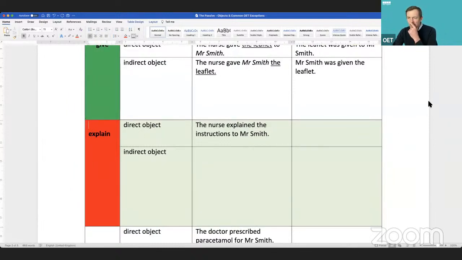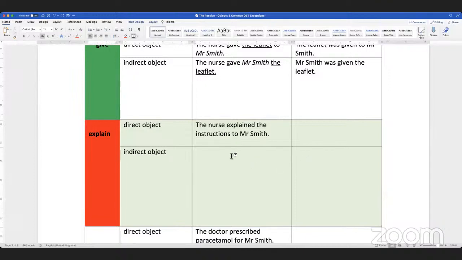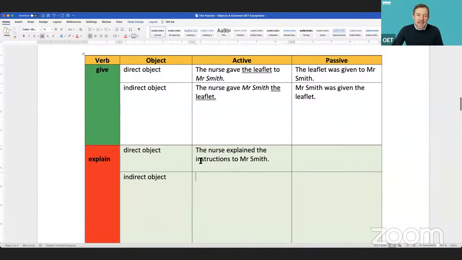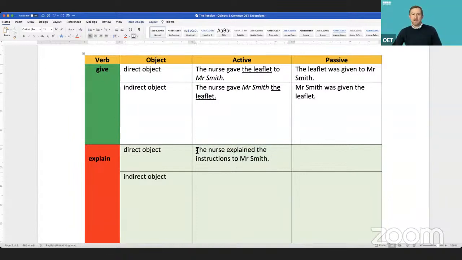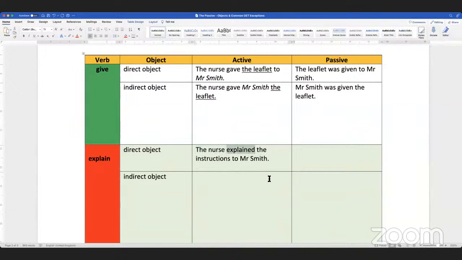So direct object. Let's go with Sophia. Are you there, Sophia? Yes, Paul. Hi, good morning, Sophia. So this one's an active sentence, isn't it? Yes. How do you know it's active? Because the nurse explained the instruction. That's subject, verb, isn't it? Yes.